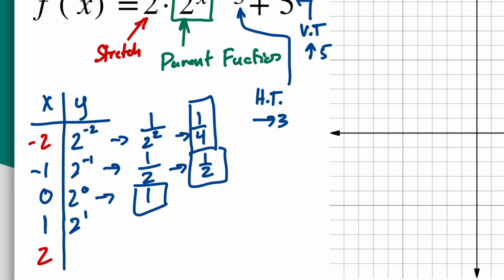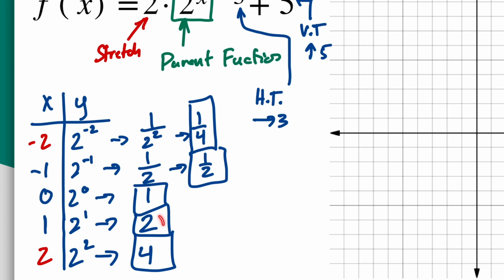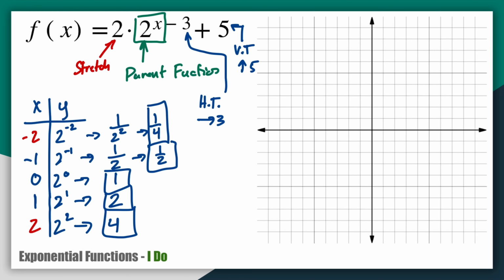We do 2 to the power of 1, which is just 2. And then we're going to do 2 to the power of 2, which is just 4. Notice the pattern here again, right? We're seeing the same numbers here that we are seeing here. For our parent function, they're just fraction versions, okay? So let's go plot our points. I'm going to do -2, 1/4, which is about here. -1, 1/2. I'm going to do 0, 1. I'm going to do 1, 2. And then I'm going to do 2, 4.